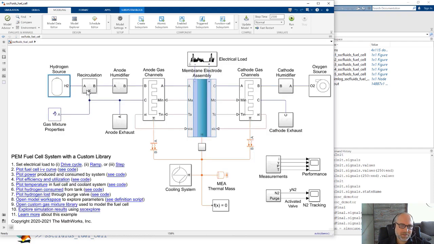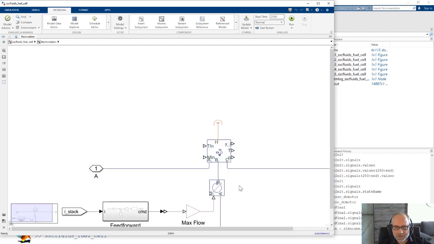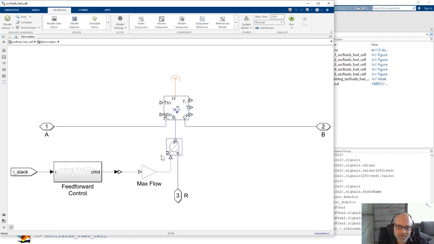If we continue, the next partial system is a recirculation system, because we come in here with hydrogen, but typically not all the hydrogen is used on the anode side. Some part will be passing the anode and it can be reused. So we have this recirculation to increase the efficiency. What you see is another volume chamber, in this case with three port connections. And then we model an ejector in case of a controlled mass flow. And this mass flow is then controlled by the amount of current that is used on the electrical side.